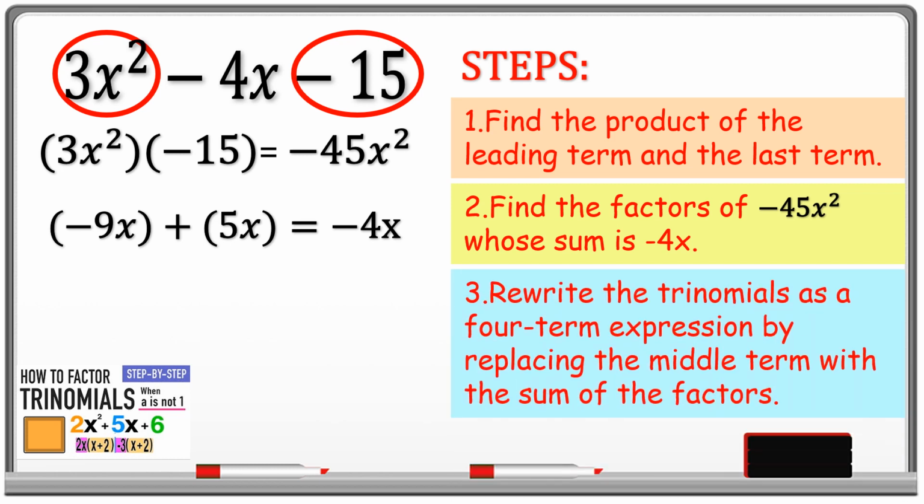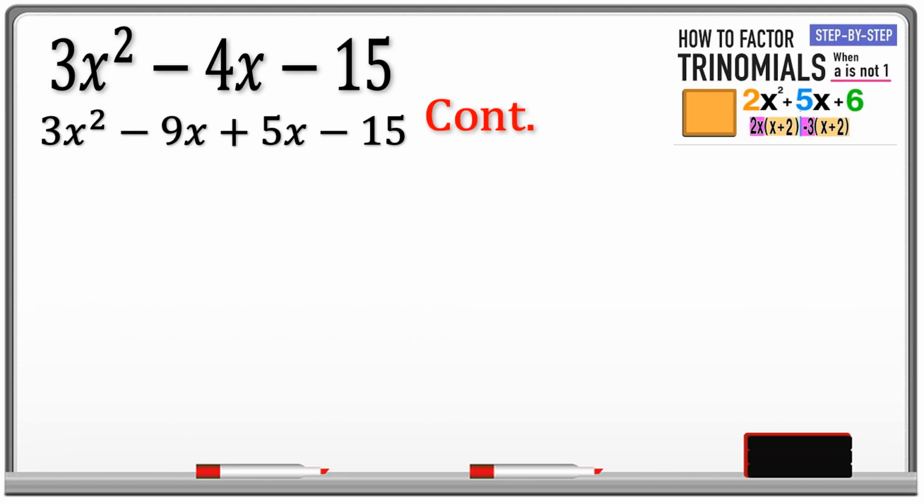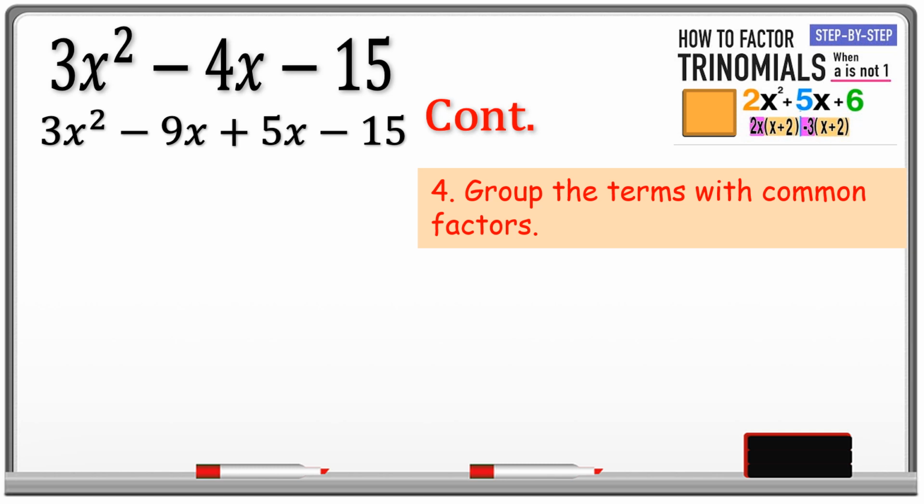For our step 3, you rewrite the trinomial as a four-term expression by replacing the middle term with the sum of the factors. So, yung negative 9x plus 5x, papalit po yan sa negative 4x. Isusulat mo siya ng ganito. So, we have 3x squared minus 9x plus 5x minus 15. For step 4, we're going to group the terms with common factors. So, basically, ang common factors po ng 3x squared and 9x, siyempre, magkasama yan. And of course, yung 5x minus 15, multiples of 5 yan parehas.